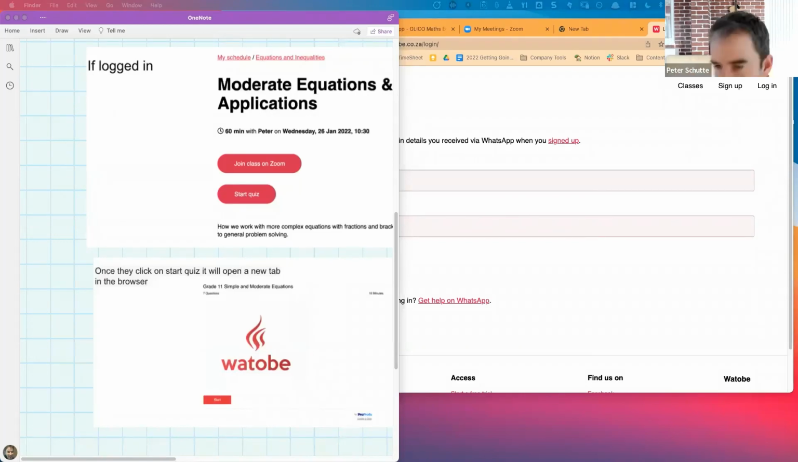Pumzile, you've signed up on Sunday. So all you need to do is go to the website, sign in, and you should see the quiz working. I've added two links on the chat now. The first link is if your parents have not signed you up to Watobe yet. If they have signed you up, then you can access the quiz on the second link.